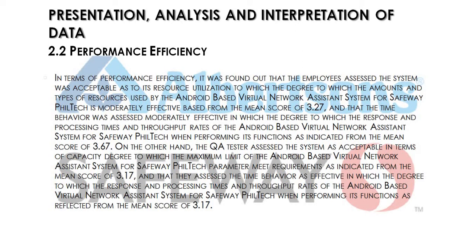On the other hand, the QA testers assessed the system as acceptable in terms of capacity, the degree to which the maximum limit of the Android-based virtual network assistance system for Safeway PhilTech parameter meet requirements, as indicated from the mean score of 3.17, and that they assess the time behavior as effective, the degree to which the response and processing times and throughput rates of the system when performing its functions, as reflected from the mean score of 3.17.